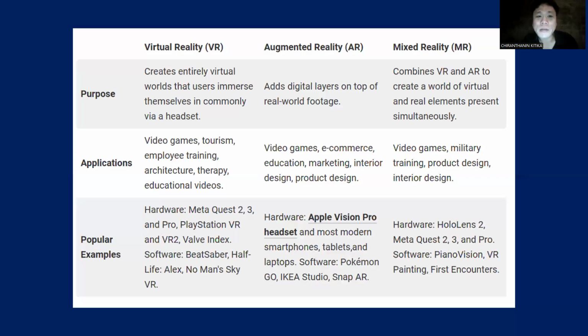I just want you to know that because this is the table that you can see. VR tries to create things that people can see, immersing themselves. But AR is a digital layer that syncs to the real world. But MR, mixed reality, tries to merge things, simulate two things, and combine two things at the same time. And we use our application to get into that reality.